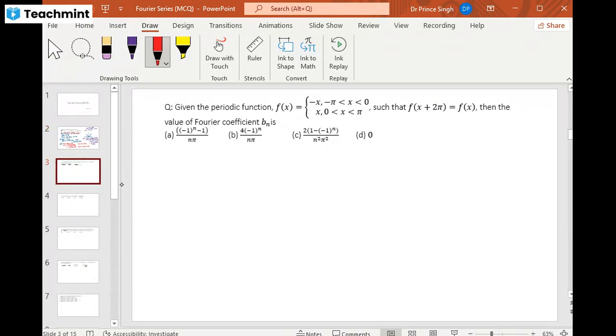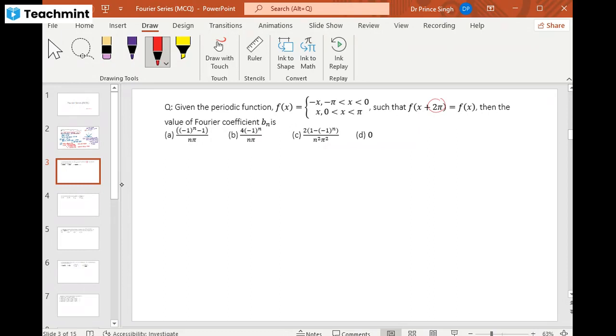Given the periodic function f of x, its value is minus x in the interval minus pi to 0 and x in the interval 0 to pi, and it is a periodic function with period 2 pi. This means that after every 2 pi period, like in this case the length of the interval is 2 pi, after this particular part, again this function repeats itself. We want to find out the value of the Fourier coefficient Bn in this case.